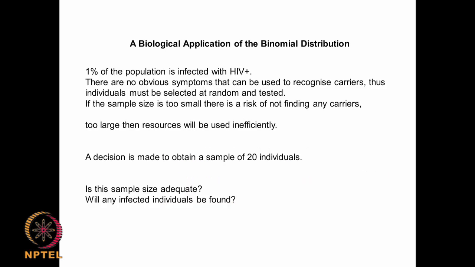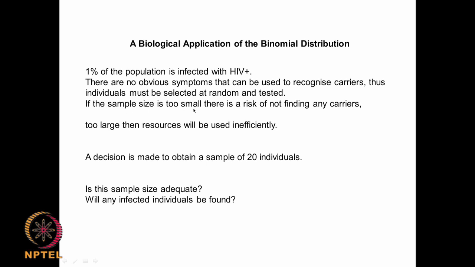Okay, let's go further. Let's look at a biological application. 1% of the population is infected with HIV positive. I'm just giving an example, maybe in a country, 1% of the population is infected. So there are no obvious symptoms that can be used to recognize the carrier. So we assume that if I look at somebody, I cannot tell whether the person has HIV or not unless I do a detailed study, for example. So I need to select some people and do a detailed study.